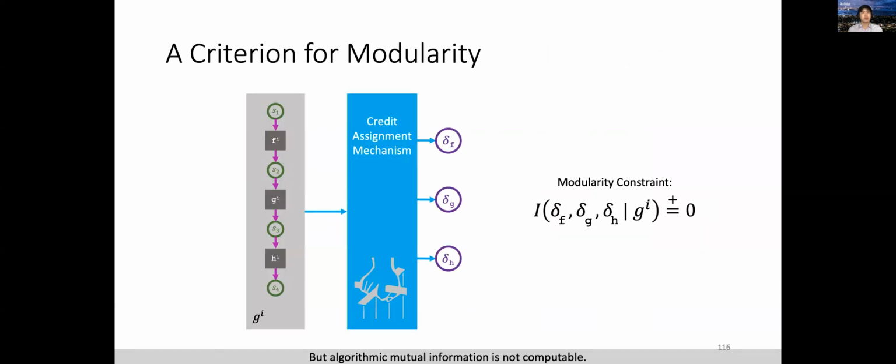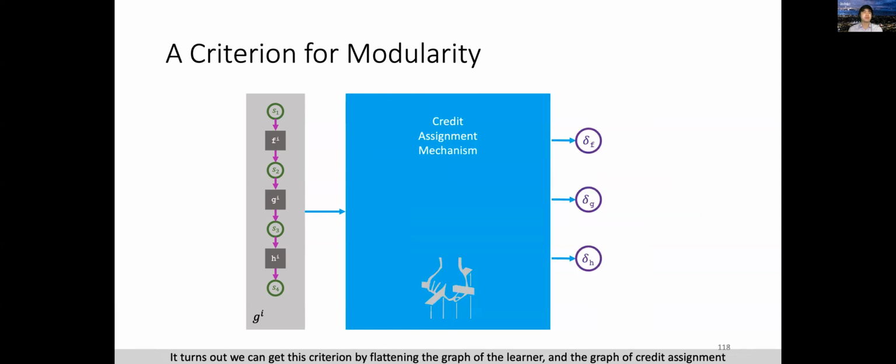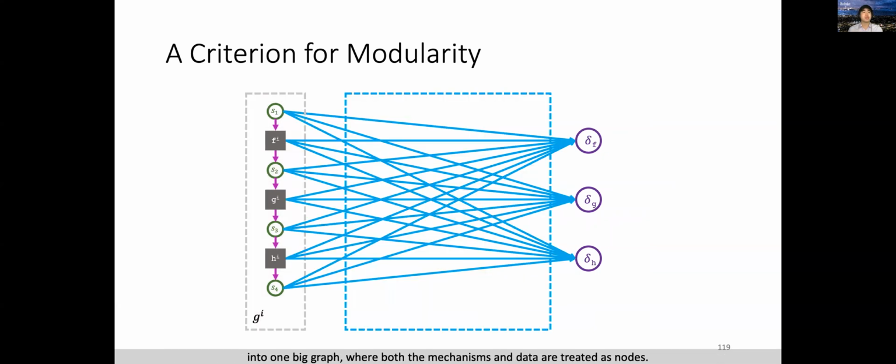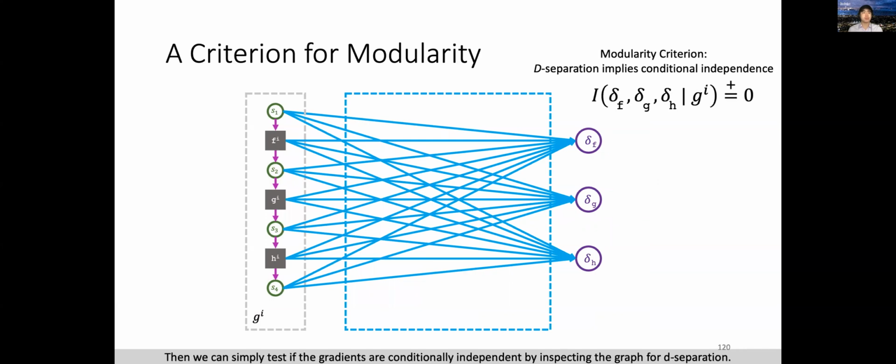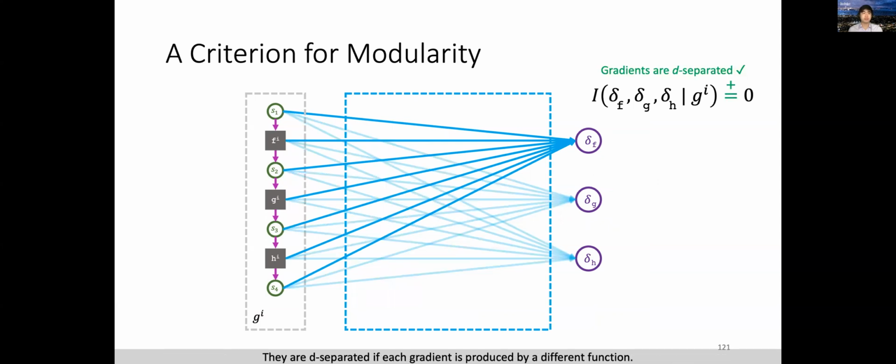But algorithmic mutual information is not computable. We need a practical criterion to design and evaluate credit assignment mechanisms that produce independent gradients. It turns out we can get this criterion by flattening the graph of the learner and the graph of credit assignment into one big graph, where both the mechanisms and data are treated as nodes. Then we can simply test if the gradients are conditionally independent by inspecting the graph for deseparation.